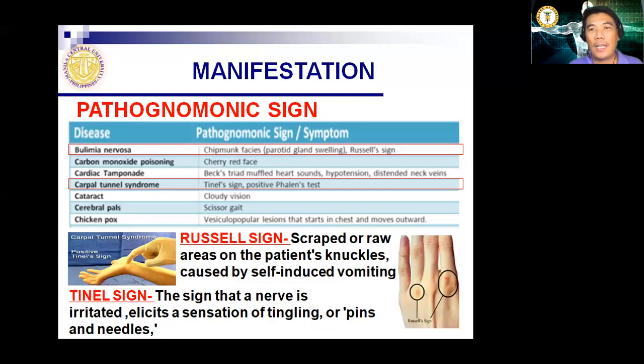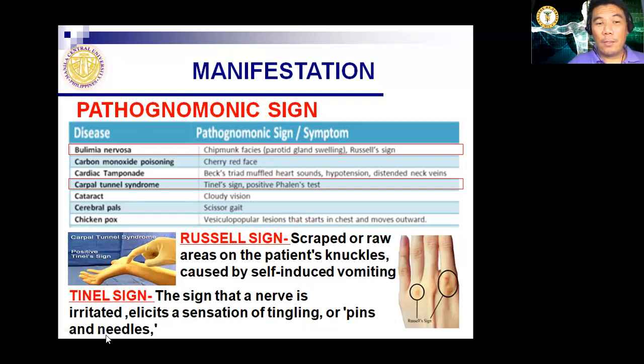So again, let us review the second slide. Bulimia nervosa, the client may have chipmunk face or parotid gland swelling. And we have the Russell sign, scraping of the areas of the knuckles. Carbon monoxide poisoning, the client may have cherry red face. Carpal tunnel, the client may have Tinel sign. Cataract may have cloudy vision. Cerebral palsy, the client may have scissor gait. Chickenpox, the client may have the vesiculopapular rash.